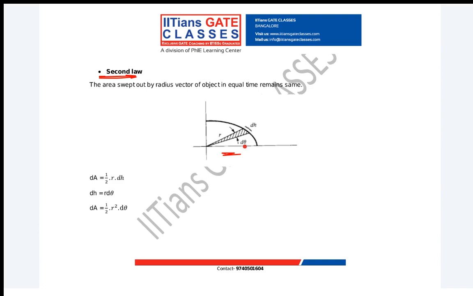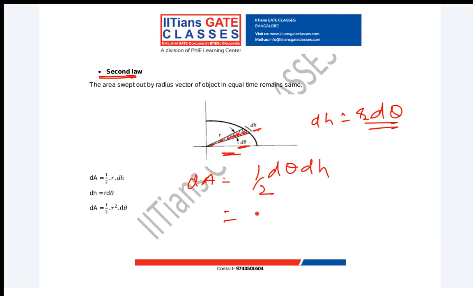And you can see the area covered for a small change d theta is what? This area. So this is d theta, this is dh. So what is the area covered? dA is 1 by 2. It can be a triangle. Consider d theta into dh. Now we know what dh is. This small dh is nothing but r into d theta. Now we can substitute here. So it will become 1 by 2 r square d theta.